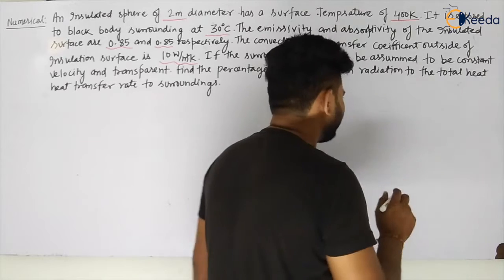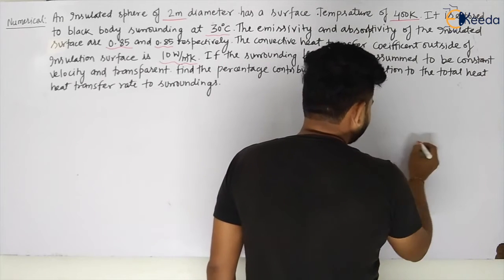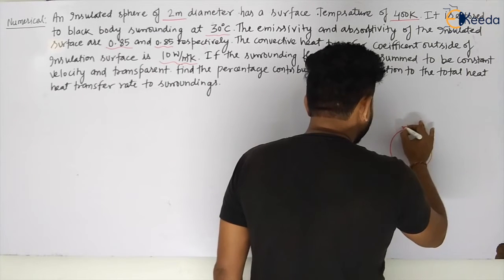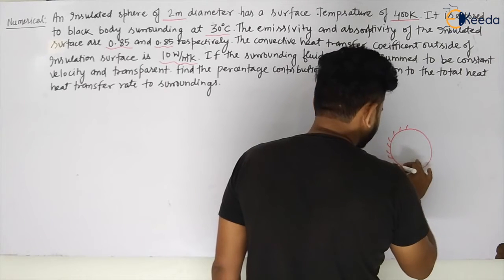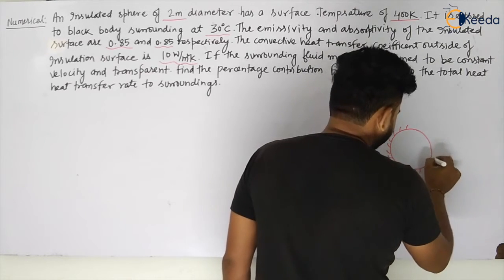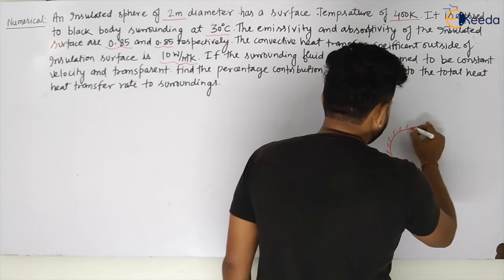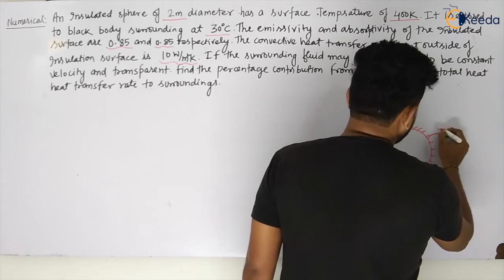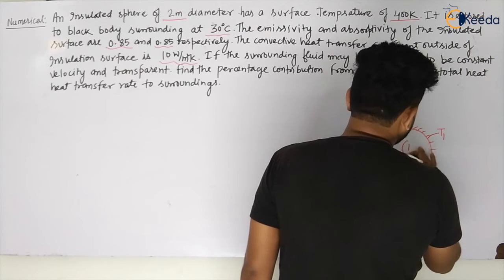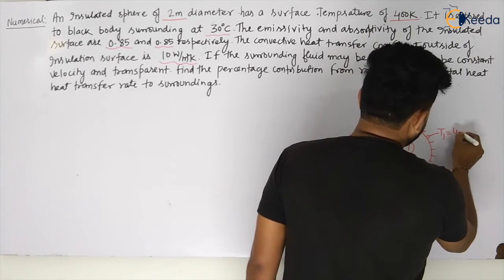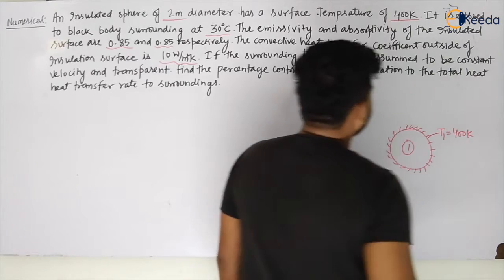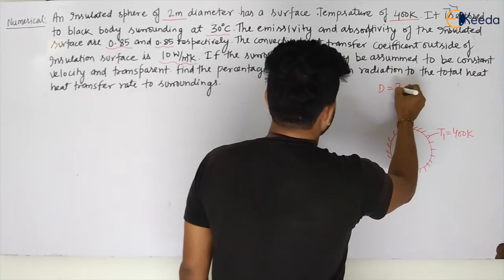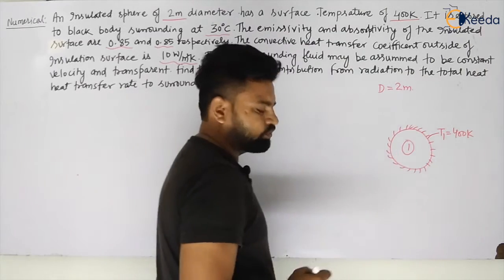Let us see this question. Now, let us say I am having a sphere and that sphere is insulated, my dear students. Now, that sphere is having the outer temperature, let us take it T1, and that is given to be 400 Kelvin, my dear students. Very good. The diameter of a sphere they have given to be how much? The diameter of a sphere is given to be 2 meter, my dear students.